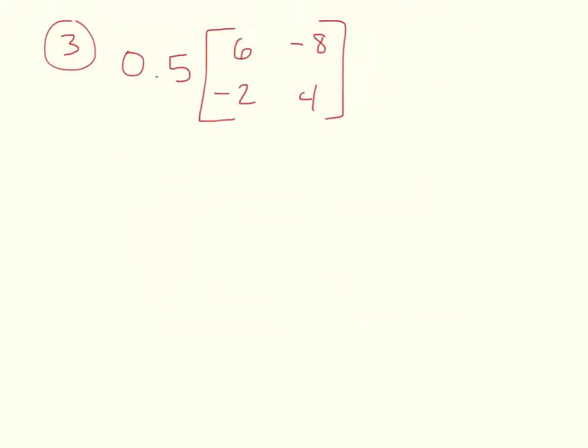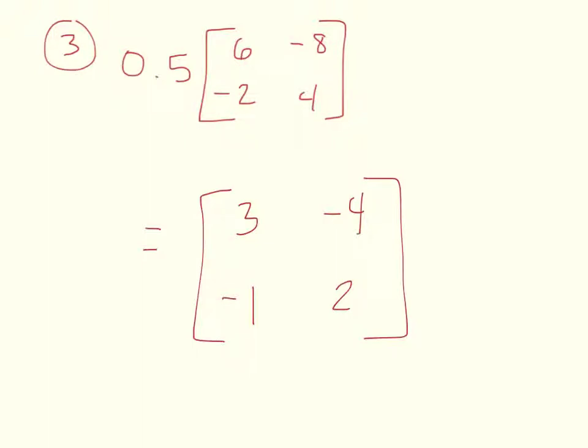Okay. Number 3, this is multiplying 0.5 times the matrix 6, negative 2, negative 8, 4, so it's really kind of like distributing. Now, if you understand that 0.5 is a half, you can take half of everything, otherwise you can just use a calculator. So I'm going to use it as a half. What's half of 6? 3. What's half of negative 8? Negative 4. Half of negative 2 is negative 1, and half of 4 is 2. If you plug that into a calculator, those are the answers you'd get as well.